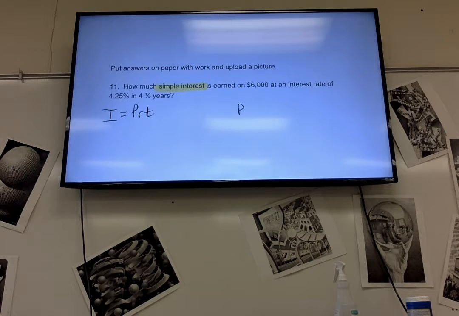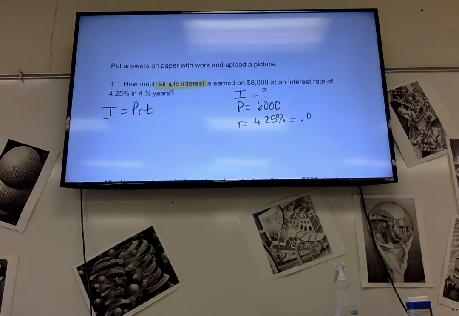So we know that the principal is $6,000. The interest is what we're looking for. The rate is 4.25%, which if you divide that by 100, it's 0.0425. And the time is 4.5 years. And I changed that to a decimal just because I figure most of us are more comfortable with decimals. And we just plug that in. So it's 6,000 times 0.0425 times time, which is 4.5.